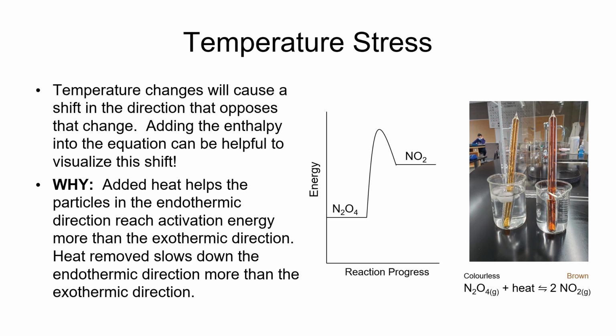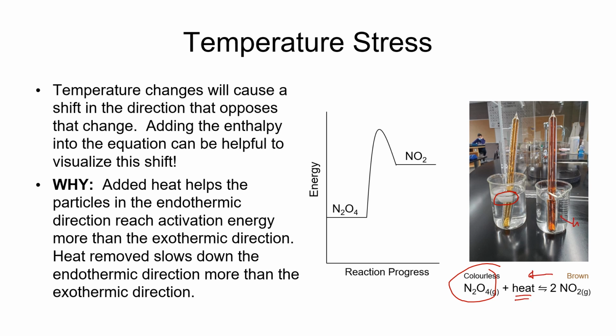So our final stress is that of applying a change in temperature. And so we return to our old friends, nitrogen dioxide and the N2O4. And you can see that in the cold, the equilibrium has shifted in the direction that produced more of this colorless gas. And so that is opposing a change. If you are cooling something, it will go in the direction that heats it, which is on the left.